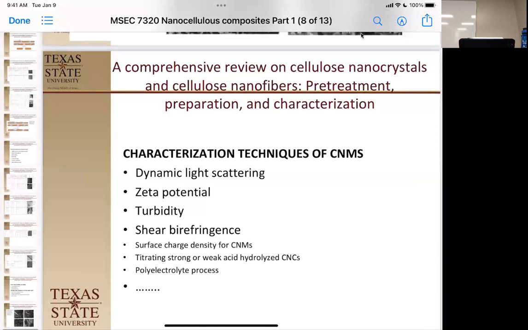Zeta potential: if you're going to use it for water purification, you want to know the zeta potential. And turbidity, which is interesting. Then there's shear by refrigerants, and this article went on for like 10 more pages on different analytics. So we've seen a lot of things. SEM is one of our go-tos, and X-ray crystal diffraction is one of ours. But I wanted to bring up a couple of these to show.